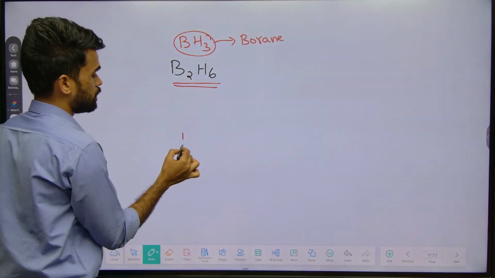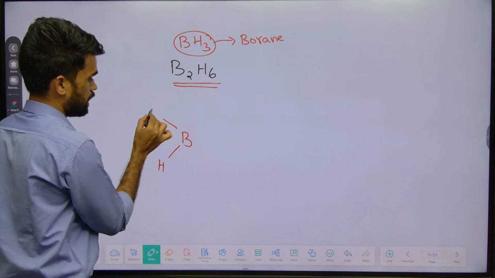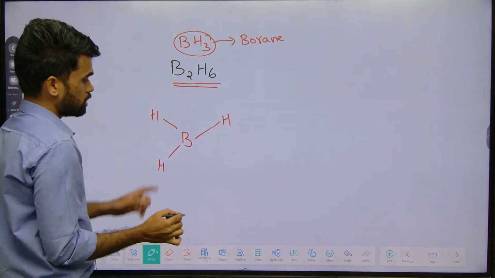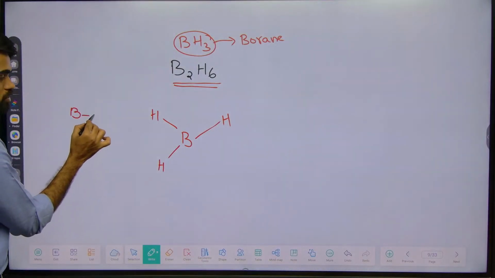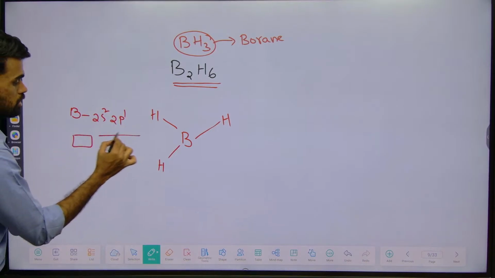So you write the boranes individually. How will you write? H, H and one more H, like this. Okay, 3 bonds are there. See, what is the valency of boron? What is the valence electronic configuration? 2s2, 2p1. It means 1 s orbital, 3 p orbitals.